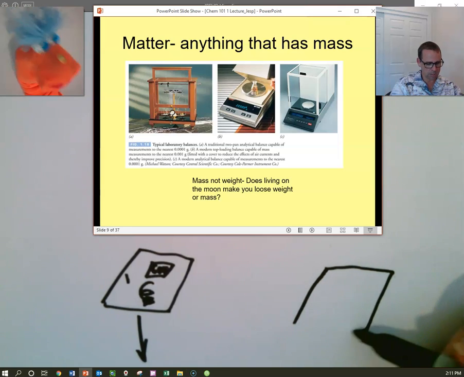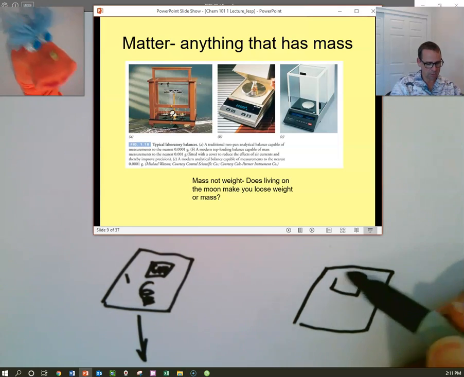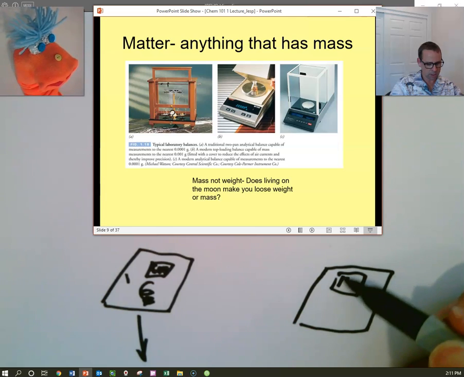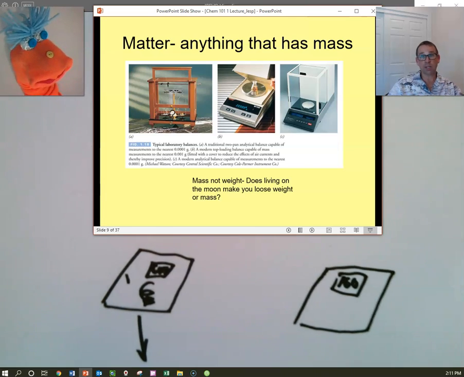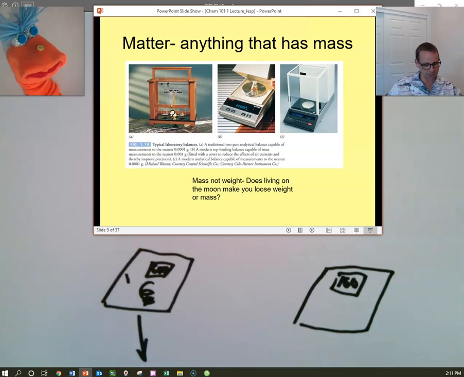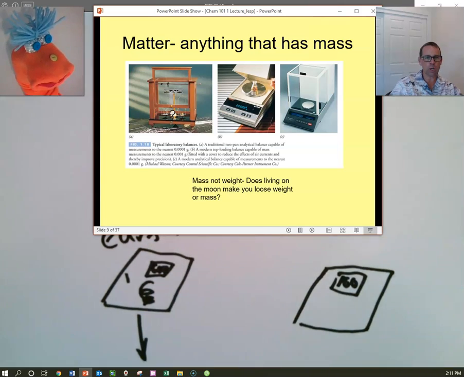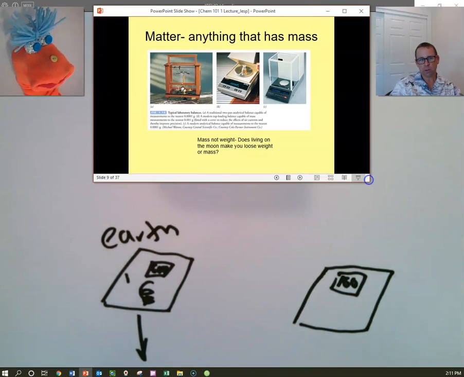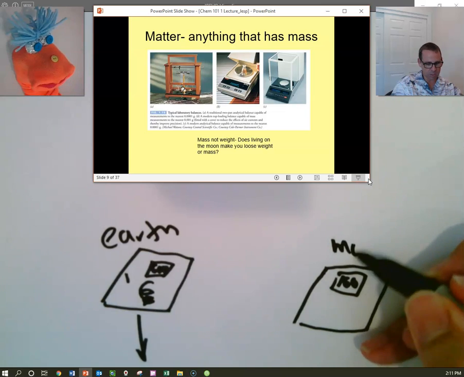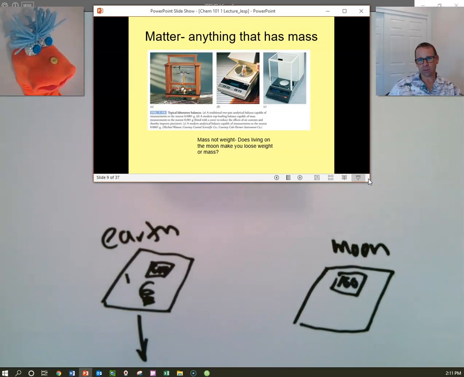Do you happen to know anything about the gravity on the moon? Yes, I do. What do you know about it? It's less. That's right, there is less gravity on the moon. Do you know how much less? I think I remember it's like 1/6. That's right, 1/6. So if your weight is 600 pounds on the Earth, then when you go to the moon, your weight will only be 100 pounds, okay?